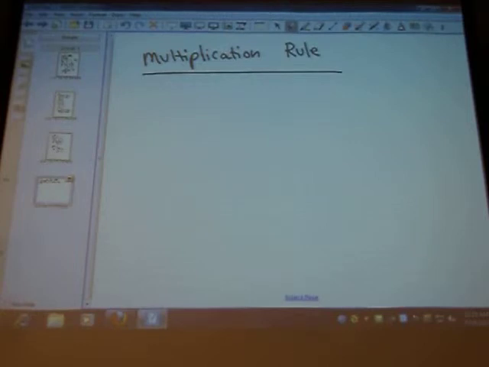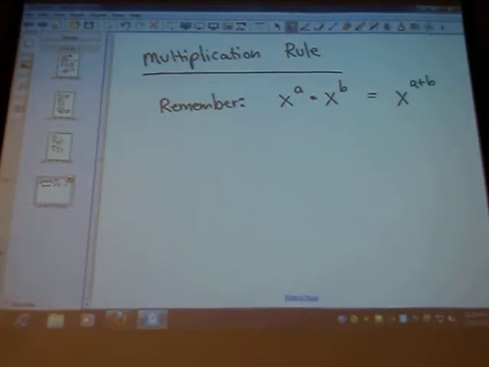Okay, now let's remember what happens when we multiply exponents. If you have x to the a power times x to the b power, what happens there? You add the exponents. Okay, you add the exponents.